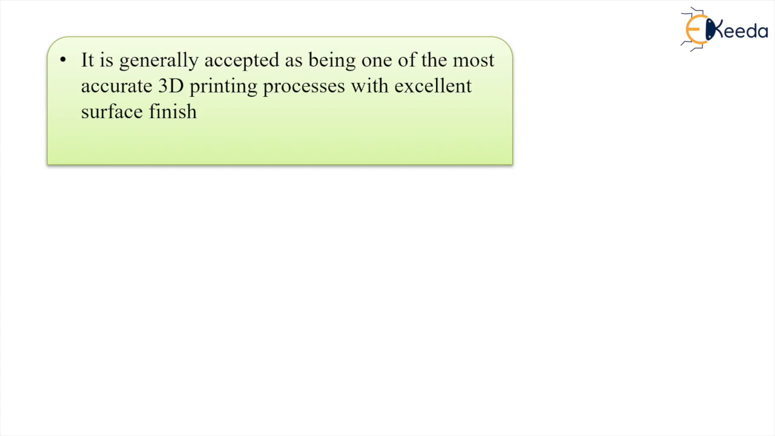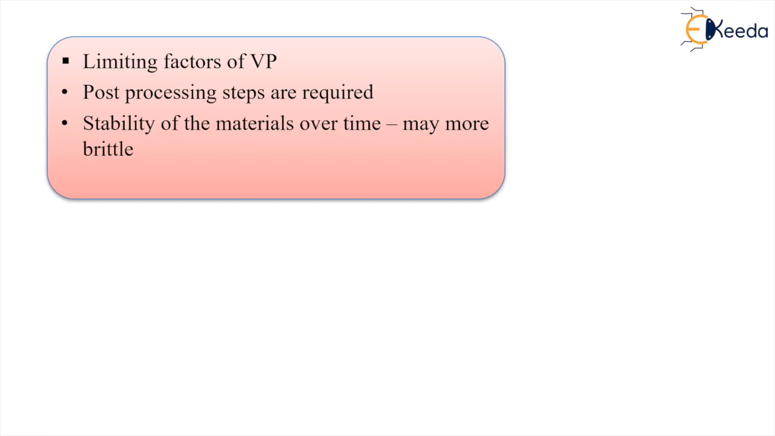It is generally accepted as being one of the most accurate 3D printing processes, and with excellent surface finish we are getting with this SLA or SL or VP. So what are the limitations of VP? We require post processing steps, for example, the cleaning of unnecessary resins and cutting the unwanted parts. Then the stability of the materials over time, they may become more brittle. So these are the limiting factors of VAT photopolymerization.